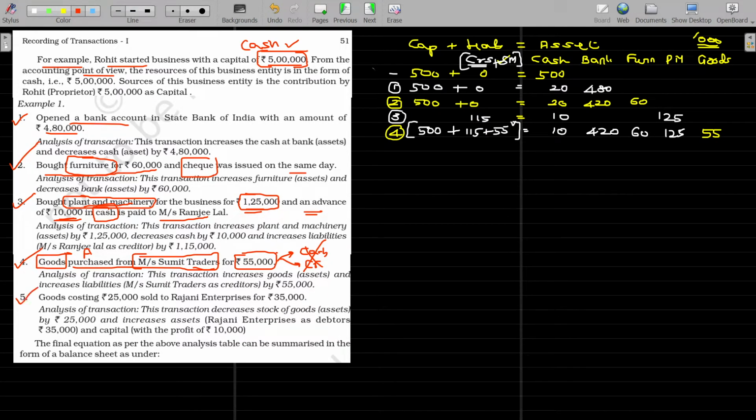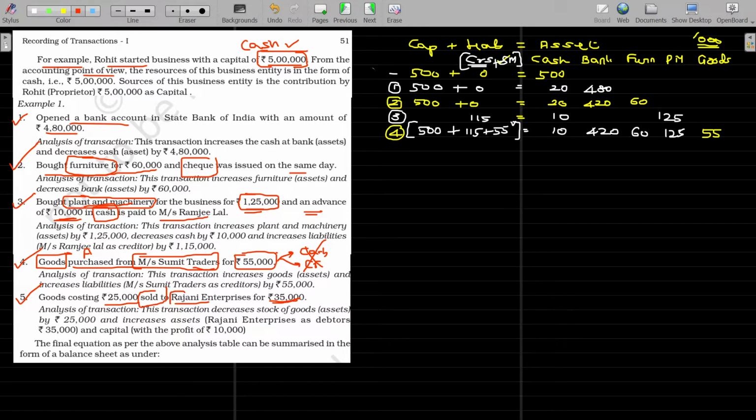The last component here: goods costing 25,000 sold to Ranjani Enterprises for rupees 35,000. Now it's a sale. Then the sale should have an impact on goods, right? Let's see here. Ranjani Enterprises.